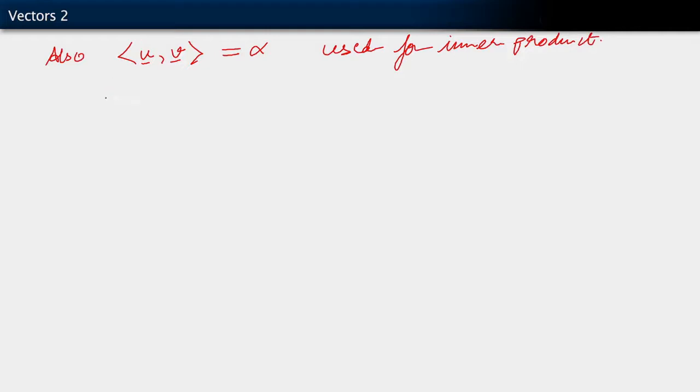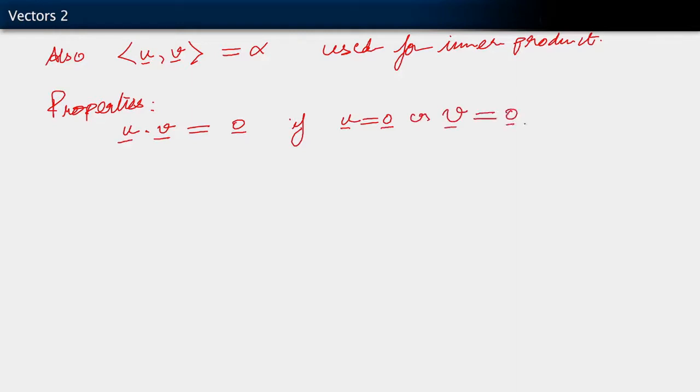All right. We know that properties, right? We know that u dotted with v equals 0 if u equals 0 or v equals 0 or if u is perpendicular to v. Okay?